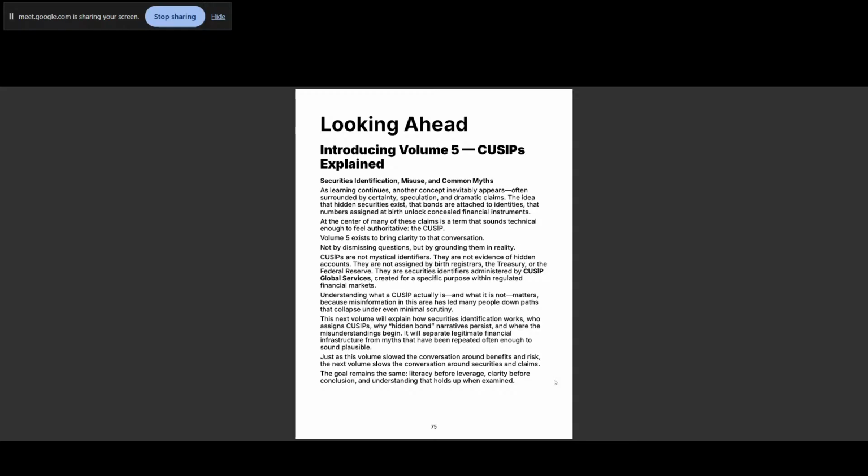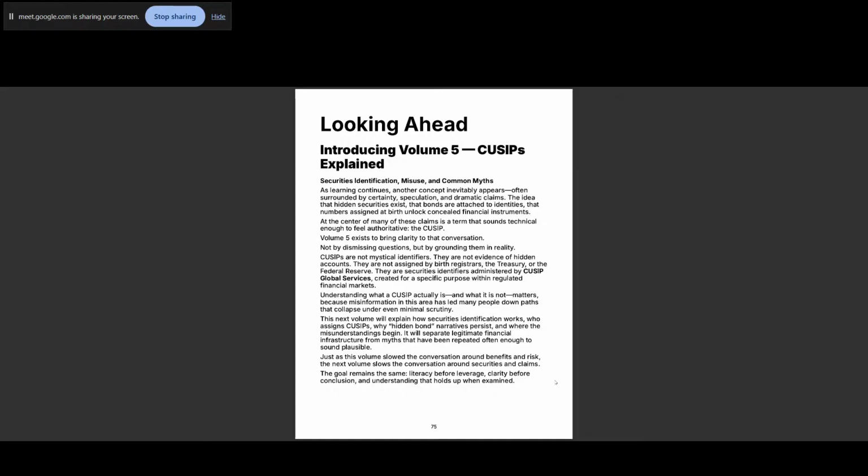Looking ahead, introducing Volume 5, QSIPs Explained. Securities identification, misuse, and common myths. As learning continues, another concept inevitably appears, often surrounded by certainty, speculation, and dramatic claims. The idea that hidden securities exist, that bonds are attached to identities, that numbers assigned at birth unlock concealed financial instruments. At the center of many of these claims is a term that sounds technical enough to feel authoritative, the QSIP. Volume 5 exists to bring clarity to that conversation, not by dismissing questions, but by grounding them in reality.